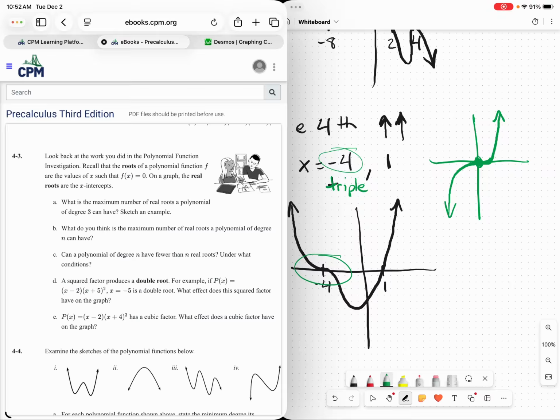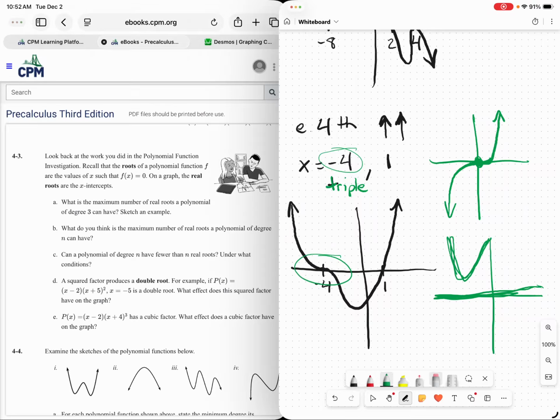An imaginary root, so I'll try to draw one of these here. Sometimes, and we should know this with parabolas, if I had a parabola like this, it's a terrible drawing, guys. If I had a parabola like this, there's still considered to be two possible roots there, but they're not seen on the graph, so they're imaginary roots. So again, fundamental theorem of algebra, the degree tells you how many solutions there are. Could be real, could be imaginary, but we're talking about the real here.